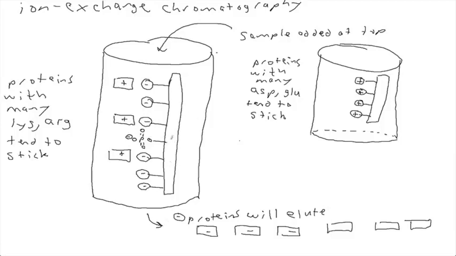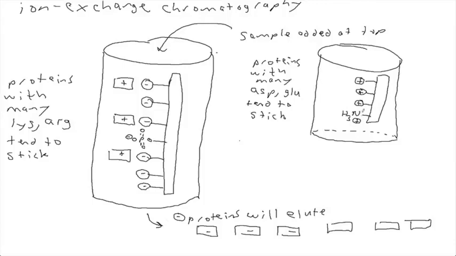If the column was made of phosphate groups, what types of proteins would stick? Ones with lysine and arginine. Good. How about if the column consisted of amino groups? What charge would the column have if it had amino groups? Positive charge. Because remember, amino groups are basic. We know that amino groups tend to be protonated. So you might use amino groups on this type of column.